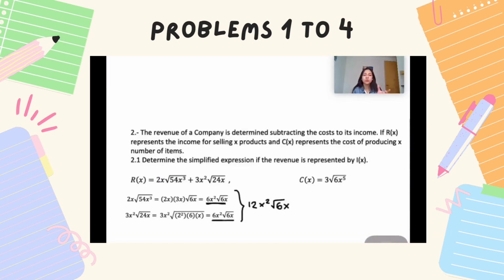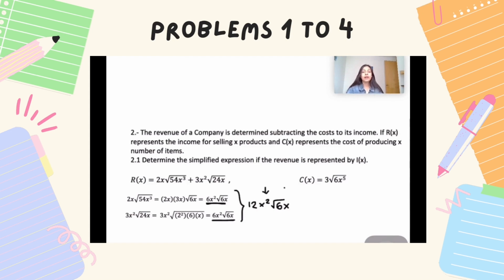The first thing we're going to do is to simplify the equation. The first term we're going to simplify is the 2x square root of 54x³. If we simplify, we're going to have 6x square root of 6x. The other thing we're going to do is simplify the other term of 3x square root of 24x. It is going to give us also 6x square root of 6x. If we add this up, we're going to have 12x square root of 6x.